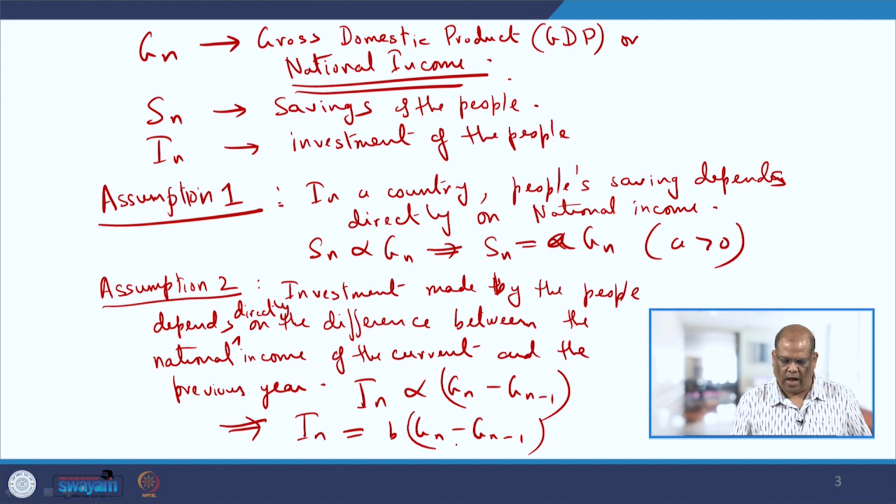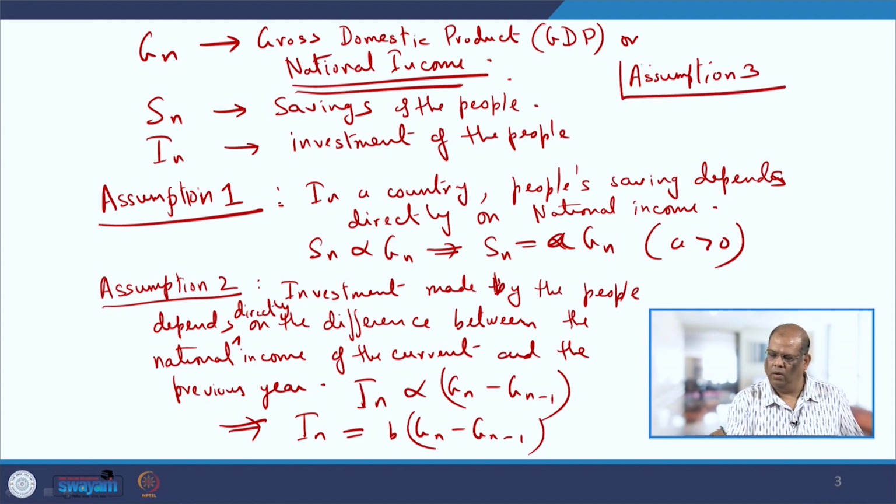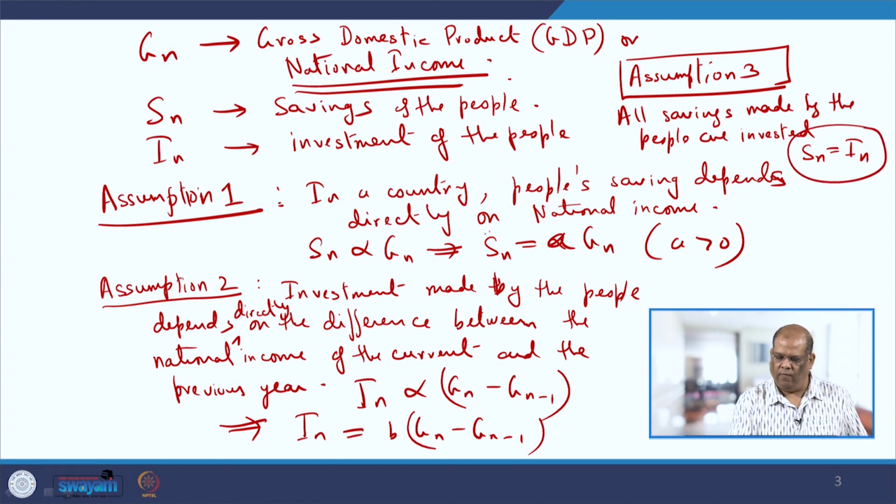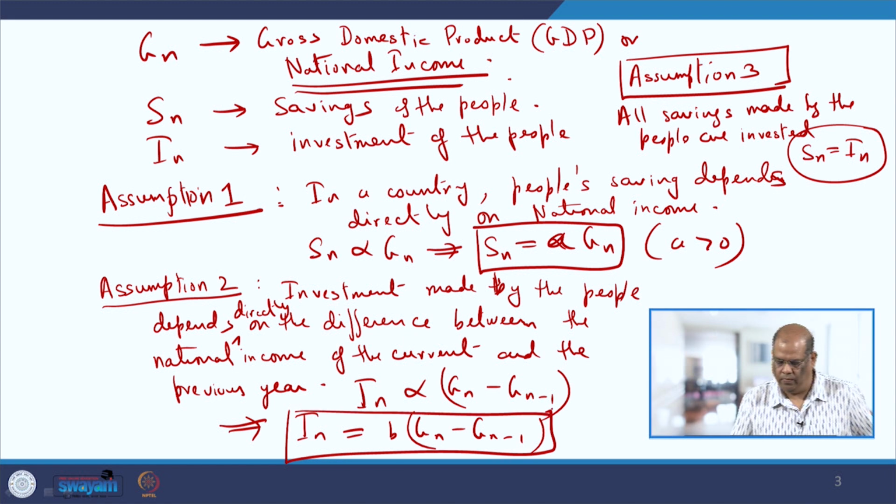And finally, assumption 3, let me write it here. All savings made by the people are invested, which means that Sn is equal to In. So, we have these three assumptions of the Harrod model. Now, let us see what it tells about the national income.